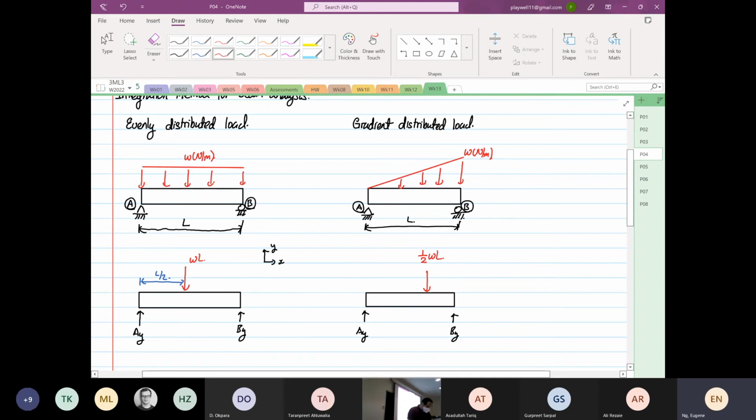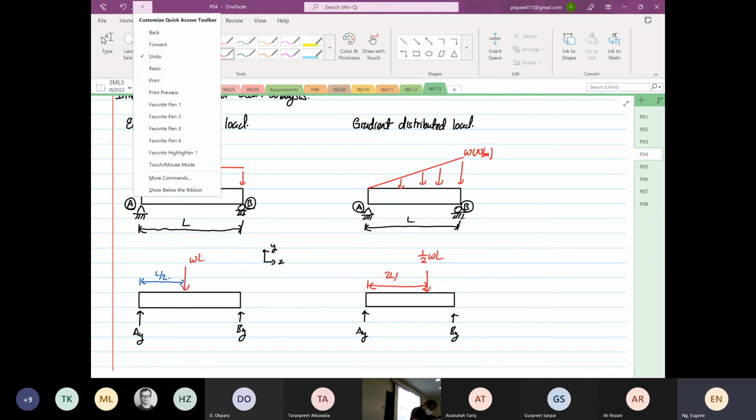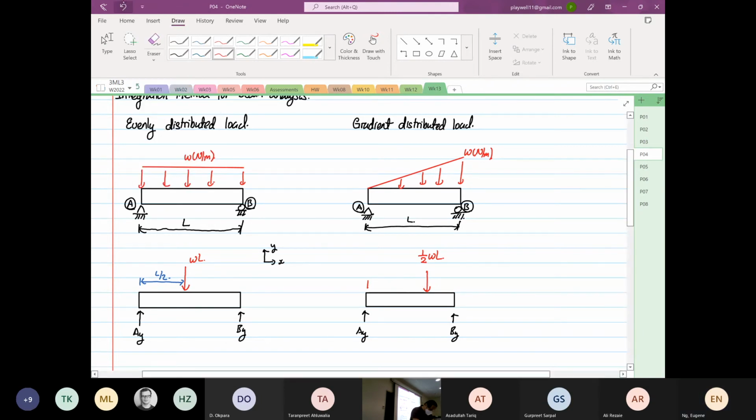And we also know that the distance from here to here is 2L over 3, and the distance from here to here is L over 3, right? That is straightforward.